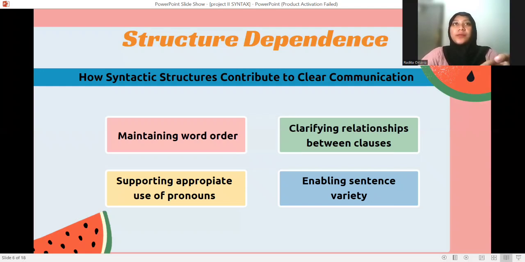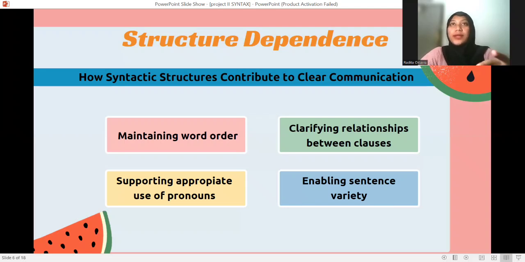And the third is ensuring appropriate use of pronouns. By knowing which pronoun to use and when, syntactic structure helps eliminate ambiguity that can lead to confusion, in part ensuring that pronouns are always correctly matched with their antecedents.